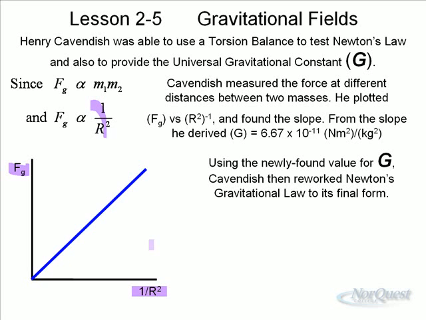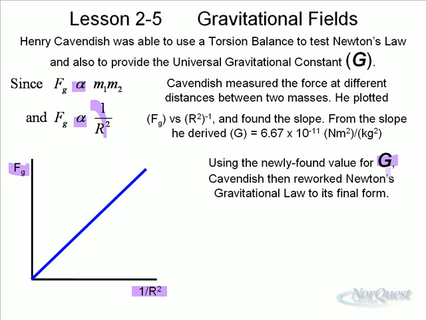the value for G. Now, this value for G is the same anywhere in the universe. It doesn't matter where you go in the universe, you will find the same value for big G. Remember, little g, 9.81, changes as you go from planet to planet. But big G stays the same, and its value is 6.67 times 10 to the negative 11 Newton meters squared per kilogram squared.